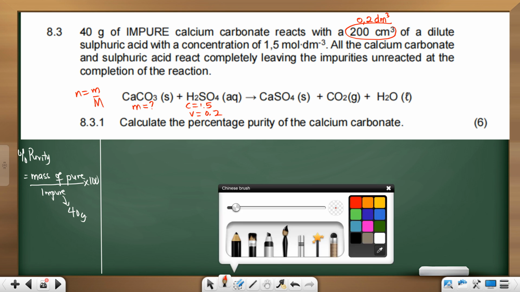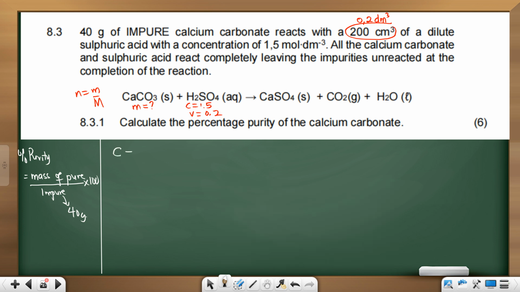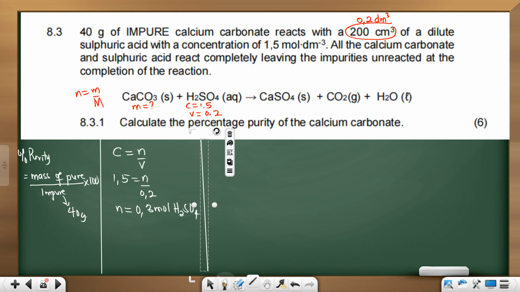You can see from your sulfuric acid that C equals N over V. 1.5 equals N over 0.2. What's your answer there? 0.3 moles of sulfuric acid. Right? Instantly, what do I know? Mole ratio. Oh, beautiful. It is 1 to 1, right? So if this is 0.3 and this is N, the number of moles here is what?